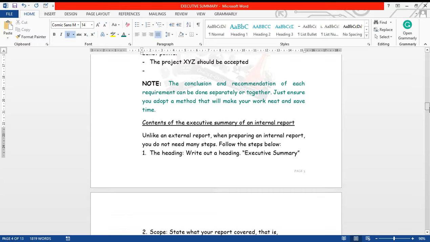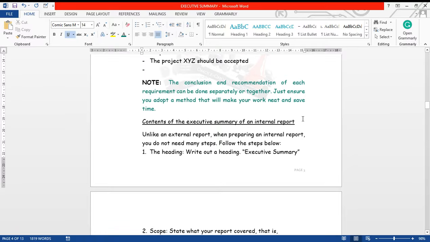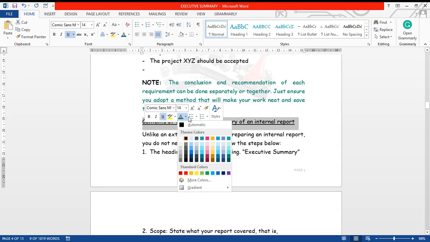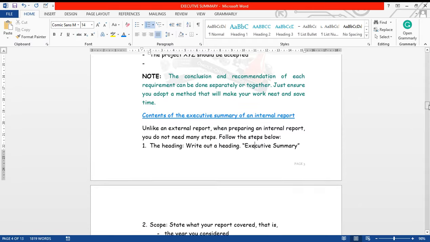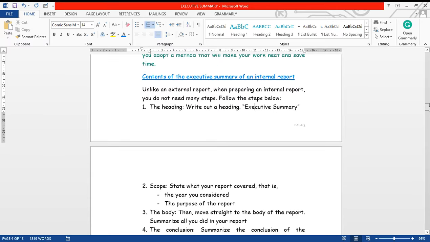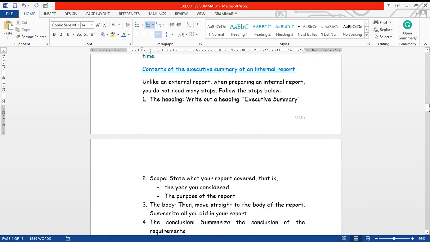So, what are the contents of the executive summary of an internal report? That was for an external report. Now, what are the contents of the executive summary of an internal report? Unlike an external report, when preparing an internal report, you do not need many steps, because an internal report is basically for somebody within the company.